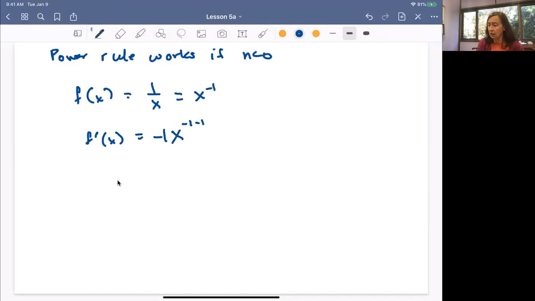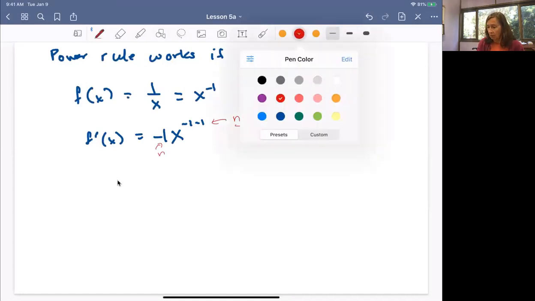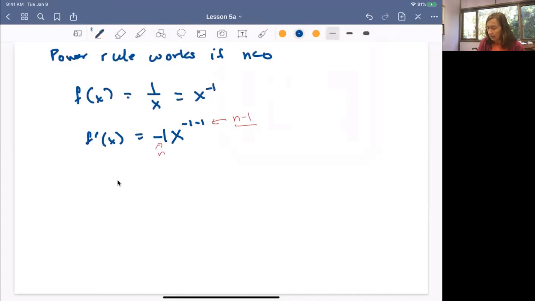This is still our n minus 1 here, and this is our n from the power rule. Okay. Putting that up a little bit, it's negative x to the negative 2 power. We might want to rewrite that as negative 1 over x squared. You can write it either way.